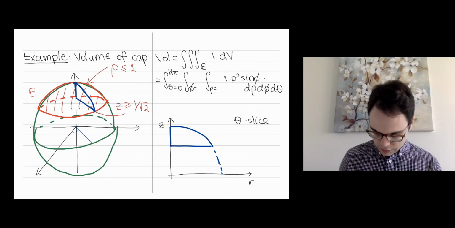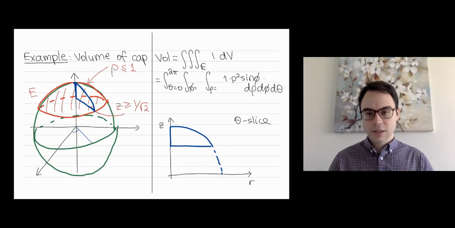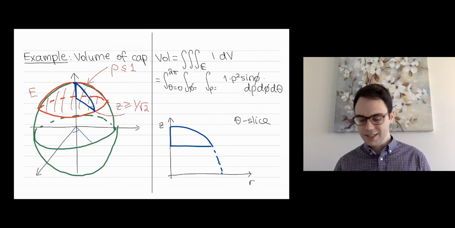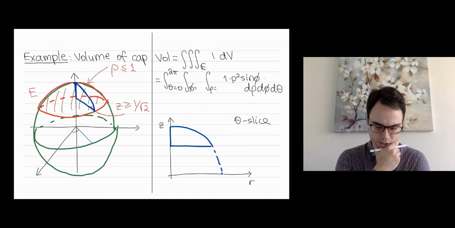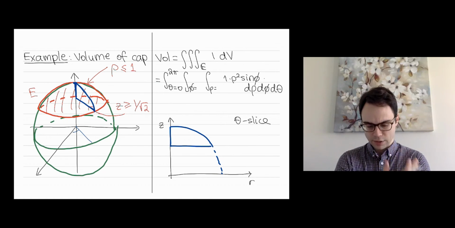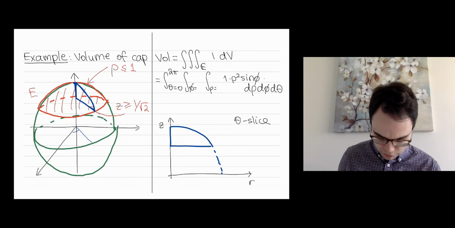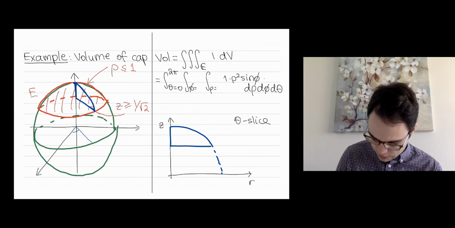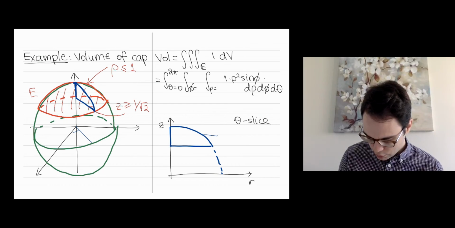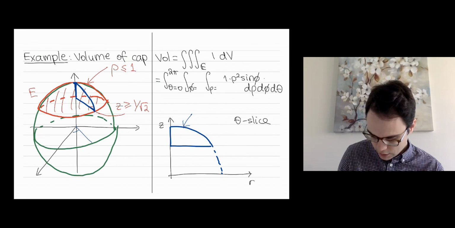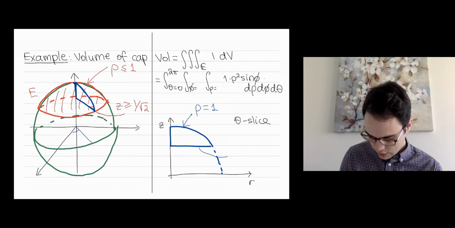So that's what this theta slice looks like. This shape doesn't depend on theta, because the cap is symmetric around the z-axis. So this is the general look of it. The equations that we use to describe it are: up here, rho is equal to 1, and down here, z is equal to 1 over root 2.